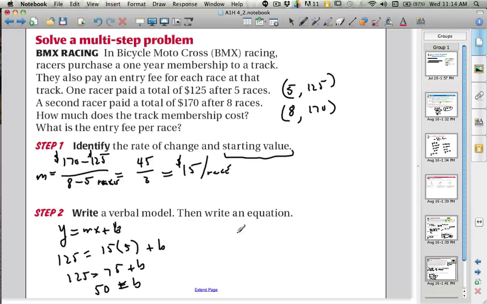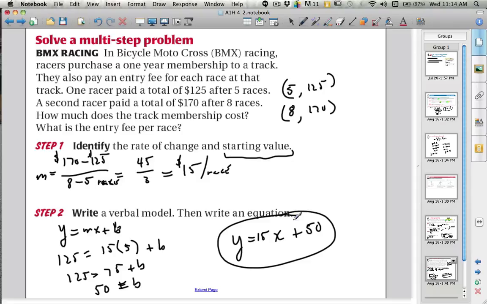Write the equation. y is equal to $15 per race times the number of races plus $50. Okay, and that's working, again, with slope-intercept form equations.